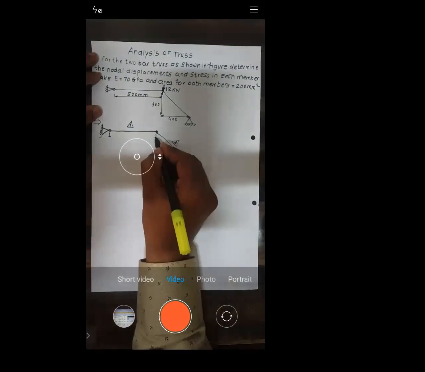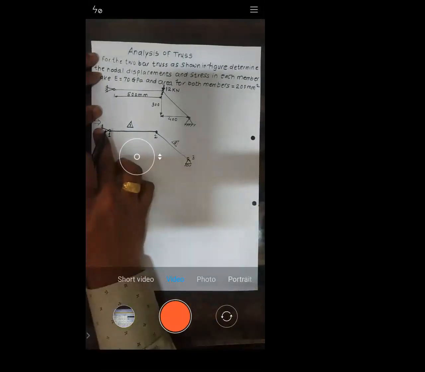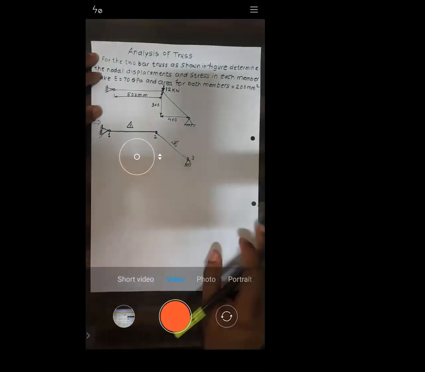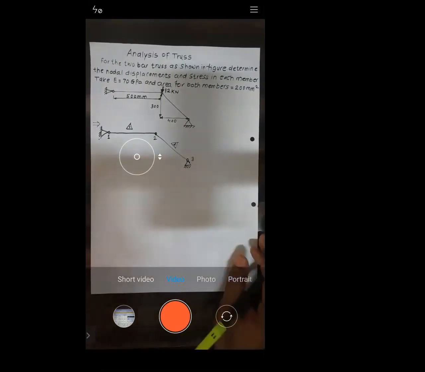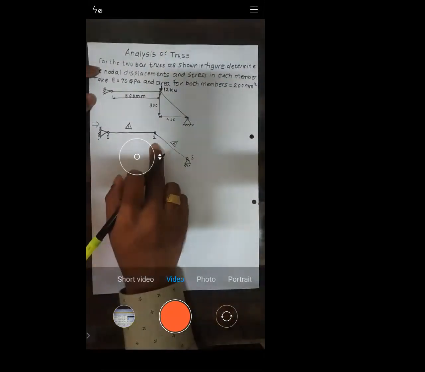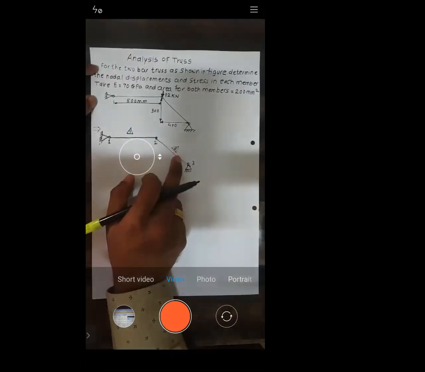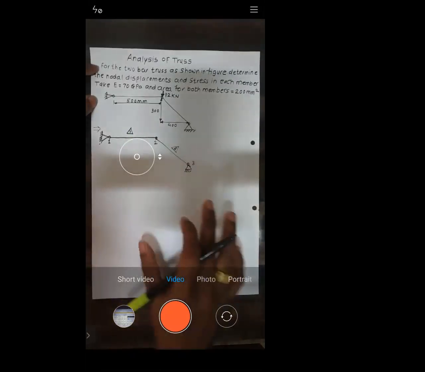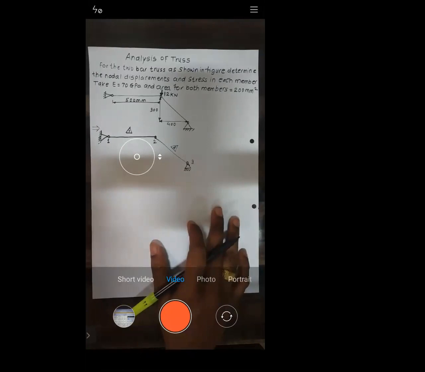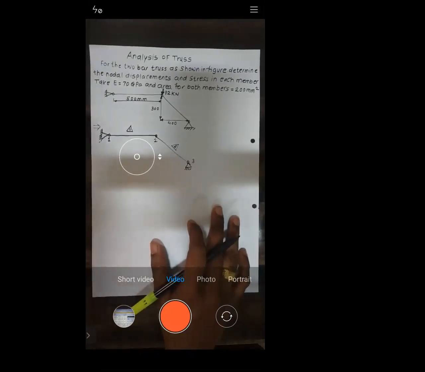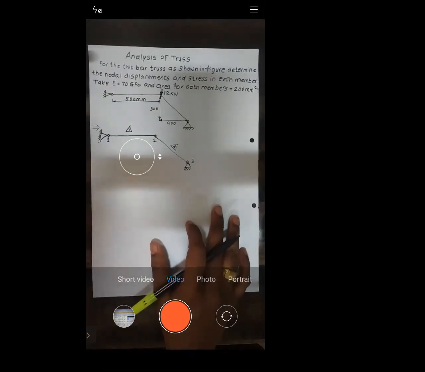Is it okay? Node 1, node 2, node 3. Is it okay or not? Let me know. Node 1, node 2, and node 3. Clear? You have formed the elements, you have numbered the nodes. Now the next step will be to assign the coordinates to every node.